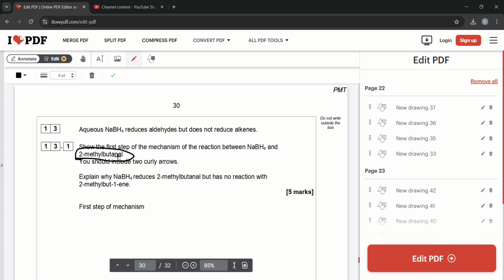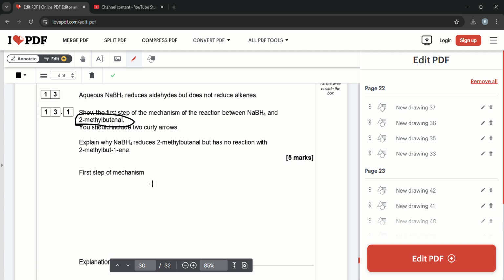So 2-methyl-butanol, so we've got butanol: methane, ethane, propane, butane. So we're going to have C, C, C, C. This is -al, so aldehyde. We're going to have a double bond O and a H. We know there's a methyl group on the second carbon, so a CH3 here. And now we can fill in the hydrogens.